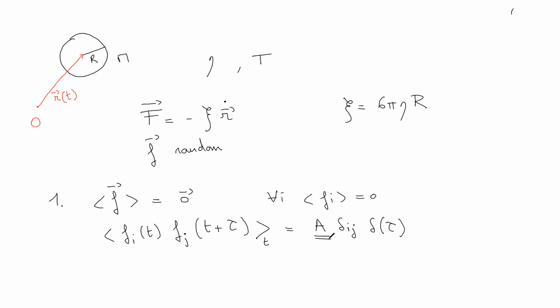Okay. So this is for the correlator of the noise. Then let us write the equation of motion. Well, we have inertia. So this starts with the acceleration of the particle, the second derivative with respect to time. You have on the other side the forces, the damping plus the random force. That's the very generic equation of motion.